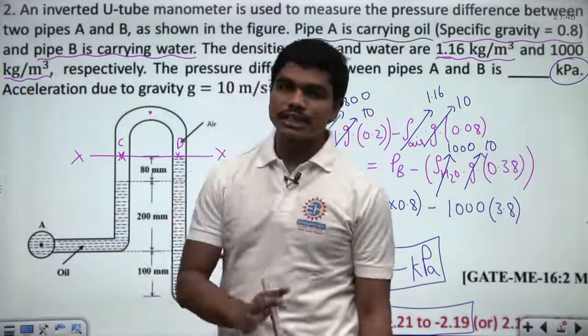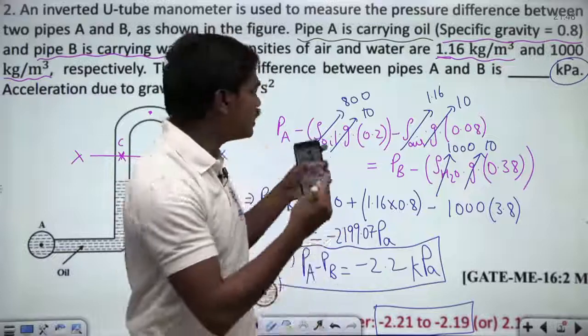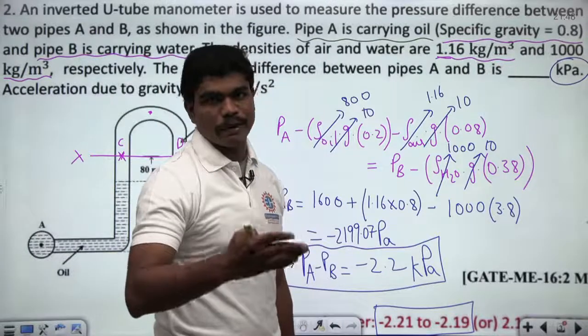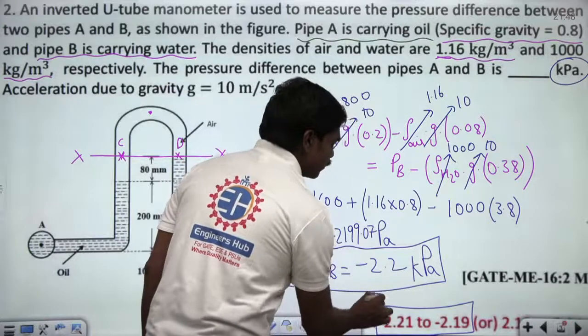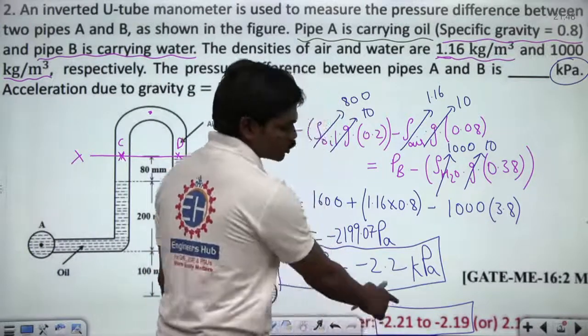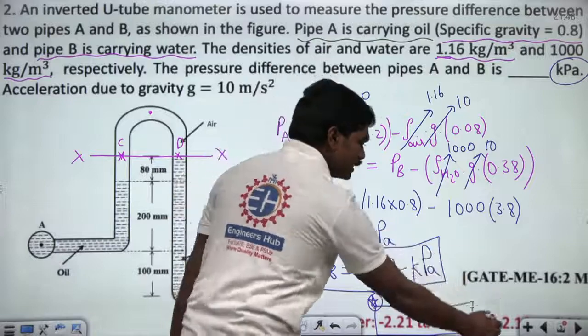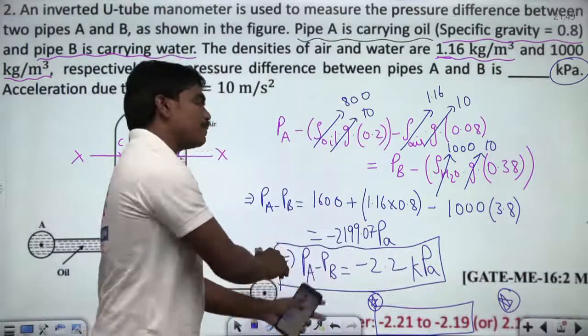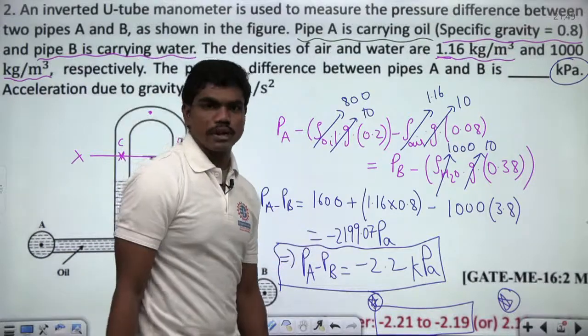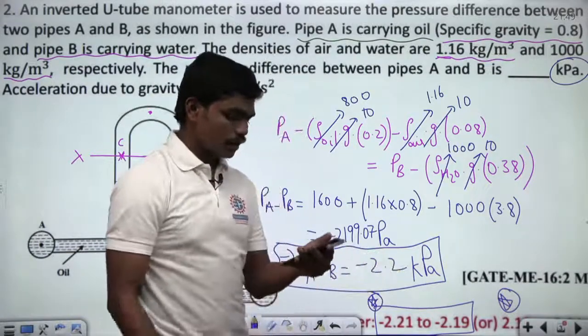In the examination, they didn't mention PA minus PB or PB minus PA. So in the final key that was given in GATE, it's also given minus 2.21 to minus 2.19, or it's also given 2.19 to 2.21, because if you write PB minus PA, this answer will turn to 2.2. Okay, so that's the reason. Clear?